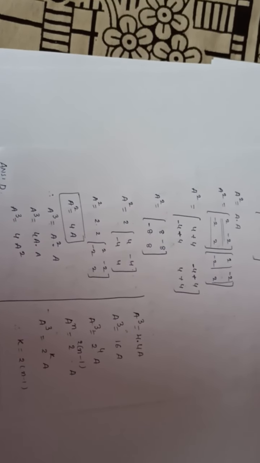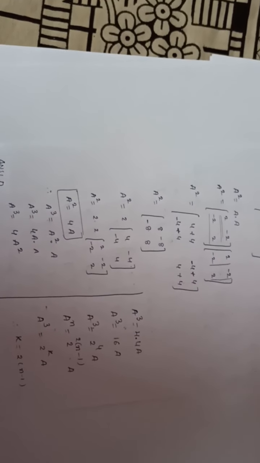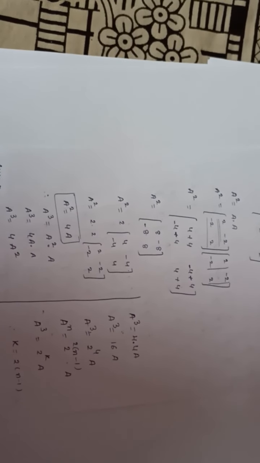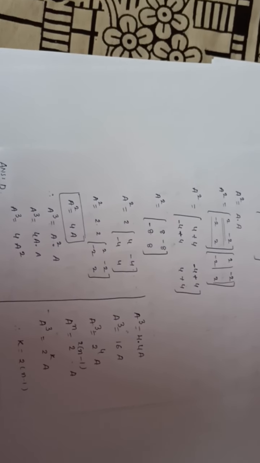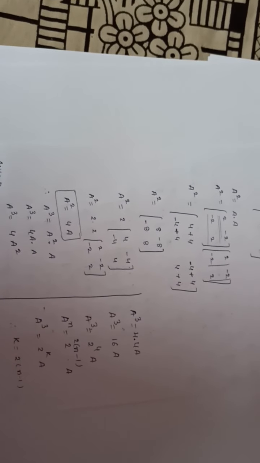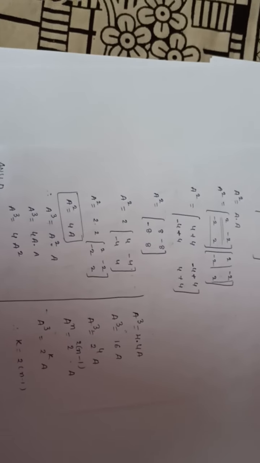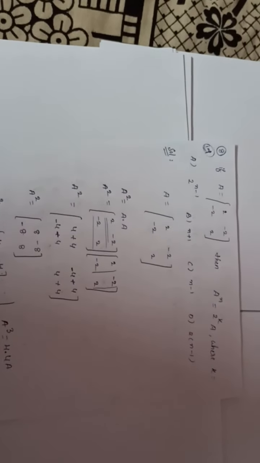A cube equal to 16A, and 16 can be written as 2 to the power of 4. Therefore, let us just look at here. Suppose A power n equal to 2 to the power of 2 into n minus 1 into A. Suppose put n equal to 3 here. 2 into 3 minus 1, 2. 2 into 4. It is correct. Therefore, A cube equal to 2 to the power of k into A. Then what you want? K. K equal to what? 2 into n minus 1, so k equal to 2 to the power 2n minus 1. This is a very important problem. Therefore, what is the option? D. Thank you all of you.